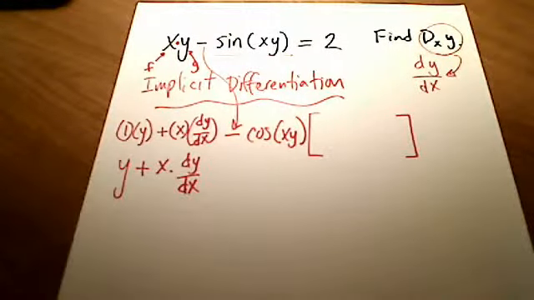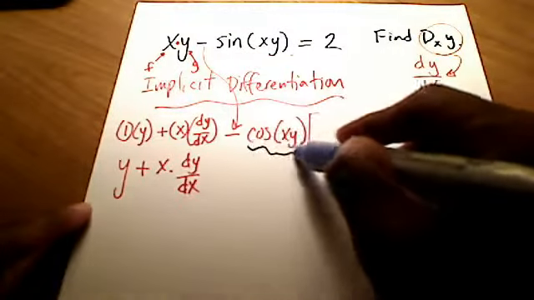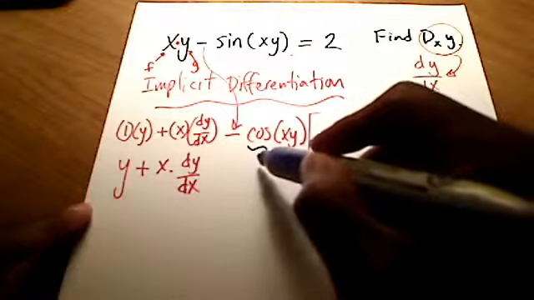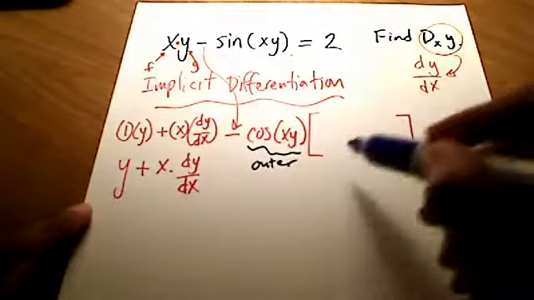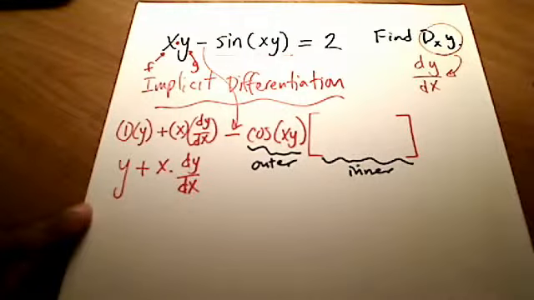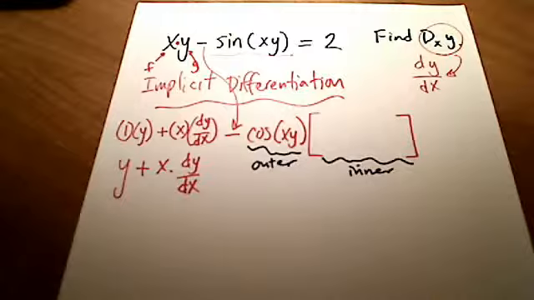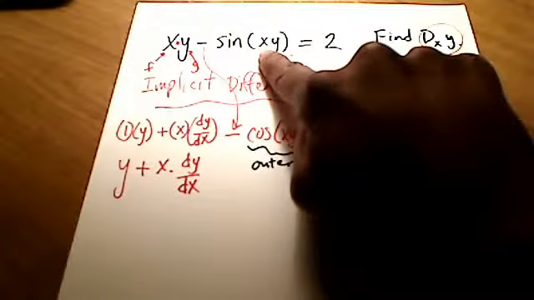So let's see if I can do this here in a different color. What I've done so far is this was the derivative of the outer function, right? And now I want to take the derivative of the inner function. The outer function being sine, the inner function being xy. Well, do you see that the inner function being xy, I want the derivative of xy.